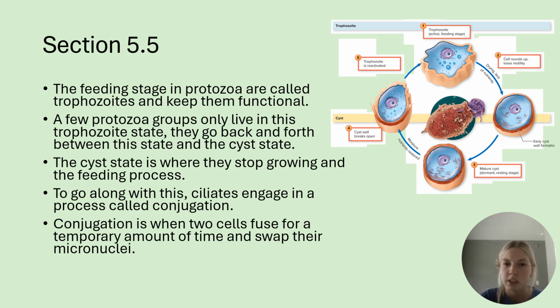To go along with this, ciliates engage in a process called conjugation. Conjugation is when two cells fuse for a temporary amount of time and swap their micronuclei. The picture beside this shows the process in protists, with the different stages and states.